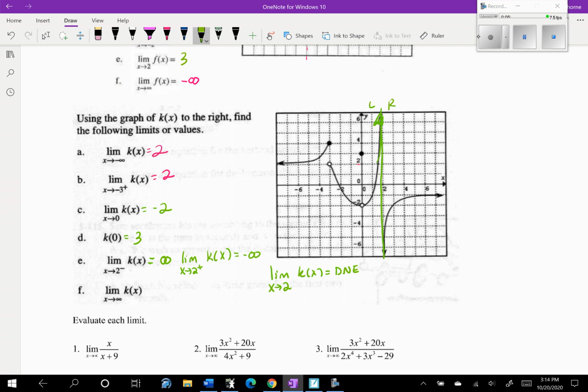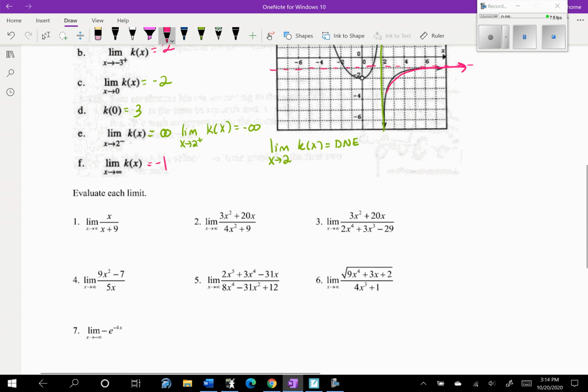Looking at the last one, we have the limit as x approaches infinity. So as x approaches infinity, you can see your graph is going this way, and it looks like we have an asymptote here at -1. So this would be -1. So that's graphically looking at finding the limits, and a couple of them had infinity in there.